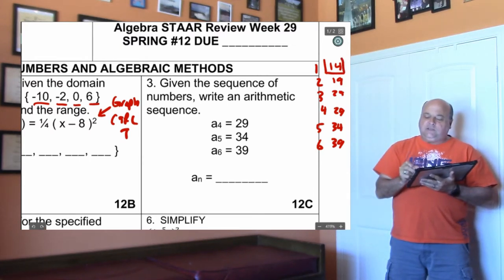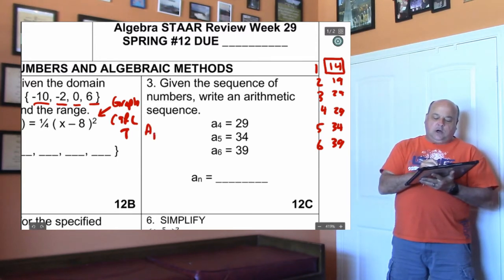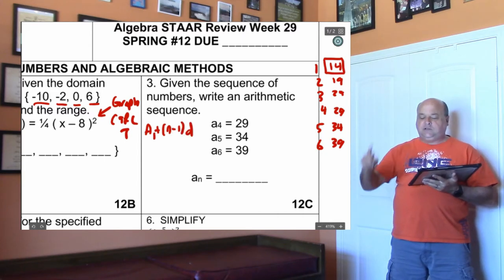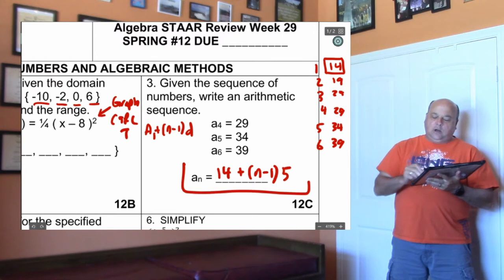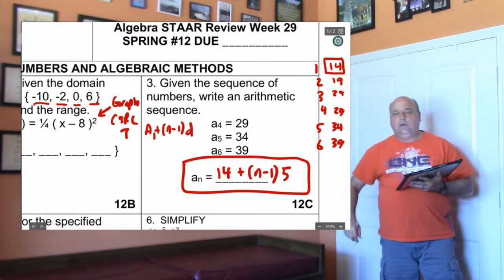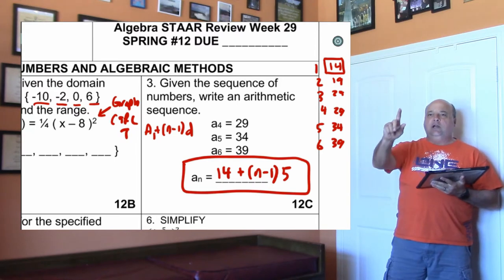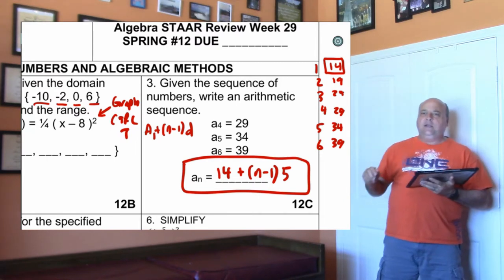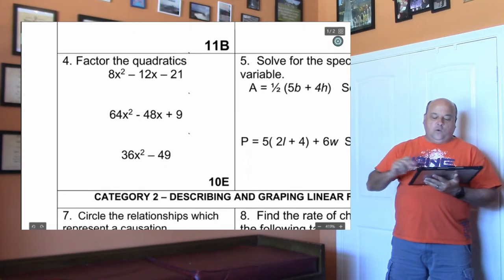So right here, this is my first term. The formula is the first term plus n minus 1 times the common difference. So my first term is 14 plus n minus 1, and my common difference is 5. You're going to learn about that this week, okay? Tuesday you'll learn about series, okay? But you got to know the first term, and you got to know the common difference, okay? Let's go to number 4.